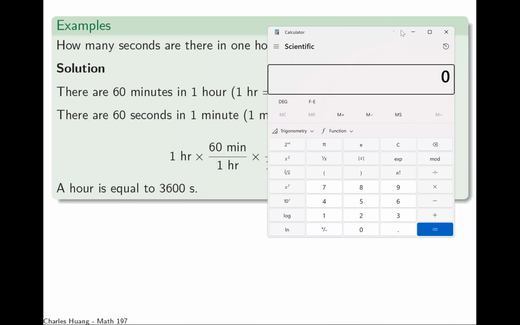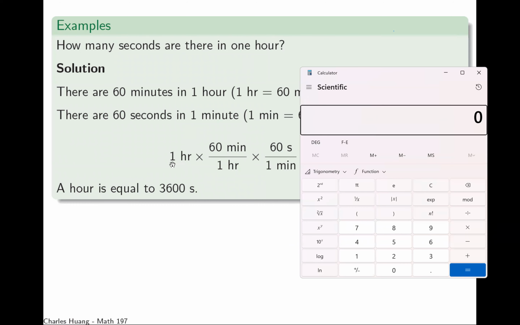And what we'll have to do is we will take 1 hour, and notice how the 60 is in the numerator at the top of the fraction. So I multiply by 60. I don't have to worry about the 1, that doesn't change anything. And then we'll multiply by 60 again. And that gives us 3,600.